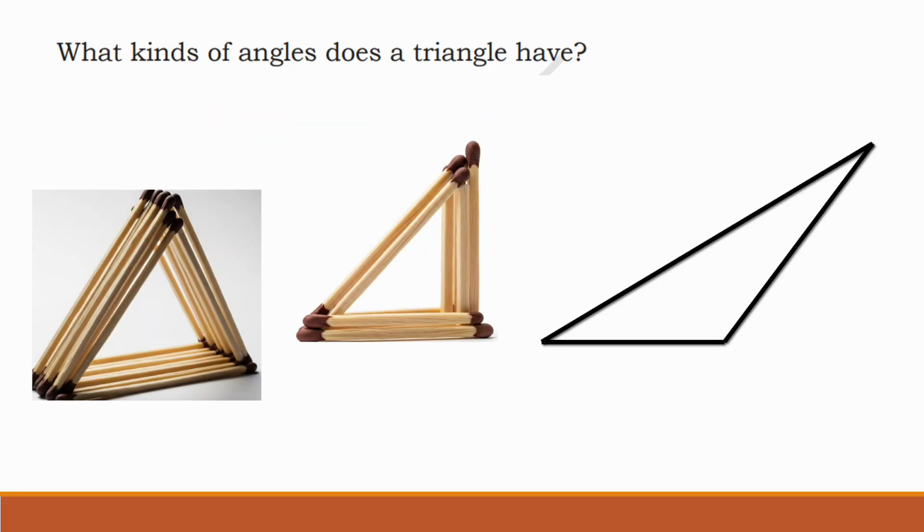What kinds of angles does a triangle have? See the first figure. In this first figure, you can see three angles here. See, these three angles are acute angles. See the next figure. See, here you can see a right angle. The other two angles are acute angles. They are less than a right angle. See the third figure. See here you can see an obtuse angle. This obtuse angle is more than a right angle. And the other two angles are acute angles. So, what kinds of angles does a triangle have? A triangle can have acute angles, can have a right angle, can have an obtuse angle.